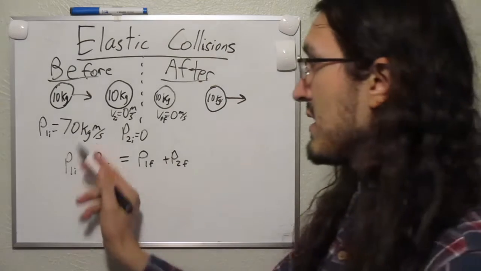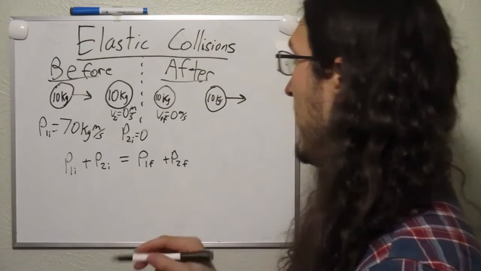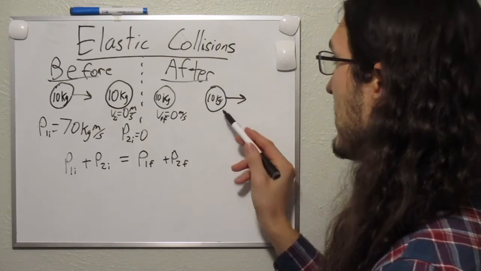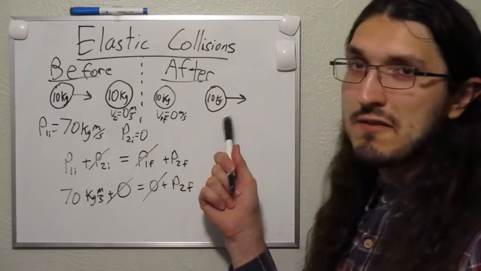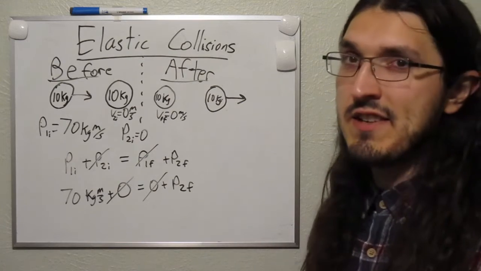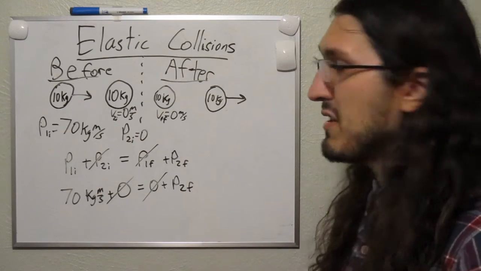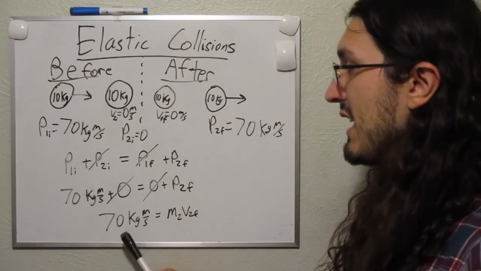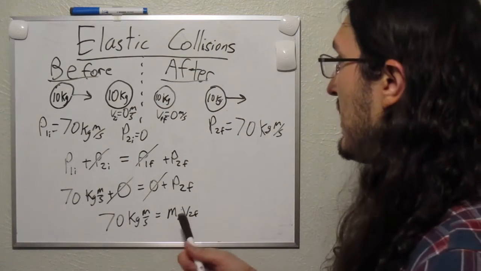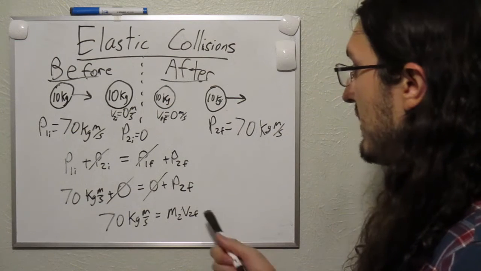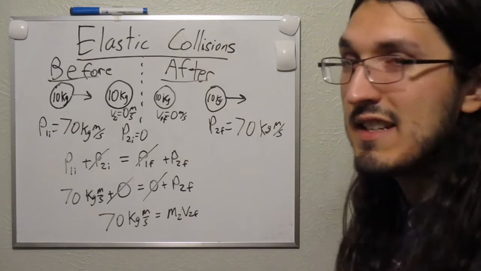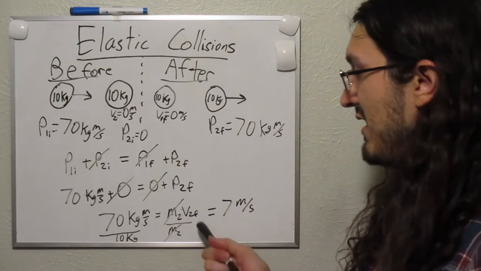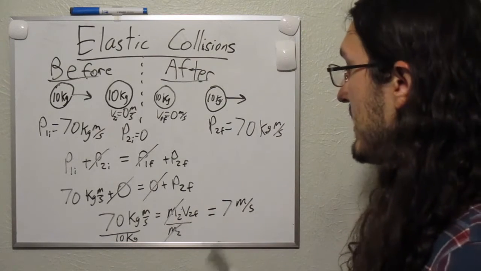Since I know that the first one was 70 and the second one was 0, and I know that this one was 0 after the collision, I know that the final momentum of the second ball is also going to be 70. If I wanted to solve for the velocity of that object after the collision, it would just be one more step. I would have to write out the momentum in terms of its mass and velocity. So 70, the momentum, is equal to 10 kilograms times the velocity. To solve for the velocity, I just need to divide both sides by 10. 70 divided by 10 is 7. So the final velocity of that object is 7 meters per second.